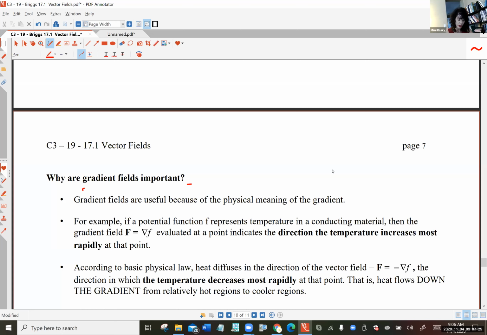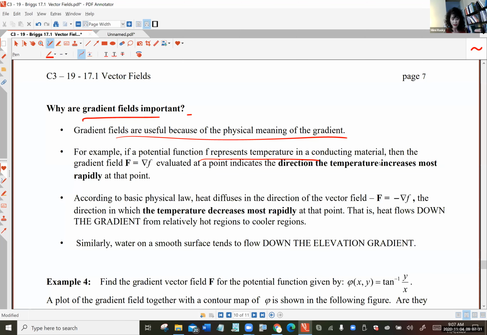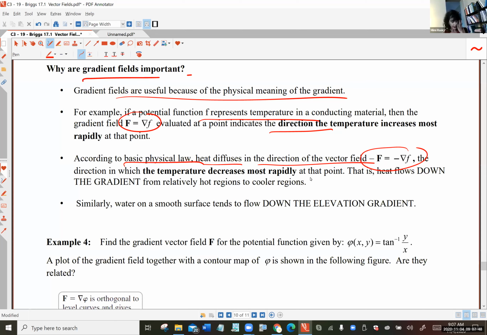Okay, so basic physical law, you're talking about heat and heat diffusion, it goes in the direction of the opposite of the gradient because things tend to cool off, not get hotter in the real world. Like when I set my steaming cup of coffee down on a kitchen table, it doesn't get hotter, it cools off. So it's going down the gradient. The temperature decreases most rapidly at that point in the direction of the opposite of the gradient. So heat flows down the gradient from hot regions to cooler regions. And similarly, water on a smooth surface tends to flow down the elevation gradient, down the hill. Water does not flow uphill.